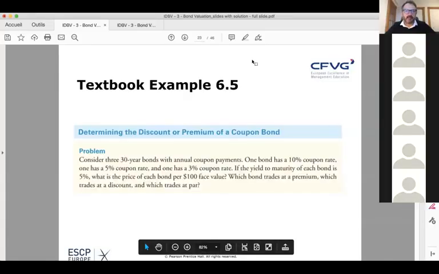So I think we have the calculation also in the slides. So we can see the same thing here. Okay, and that's it.